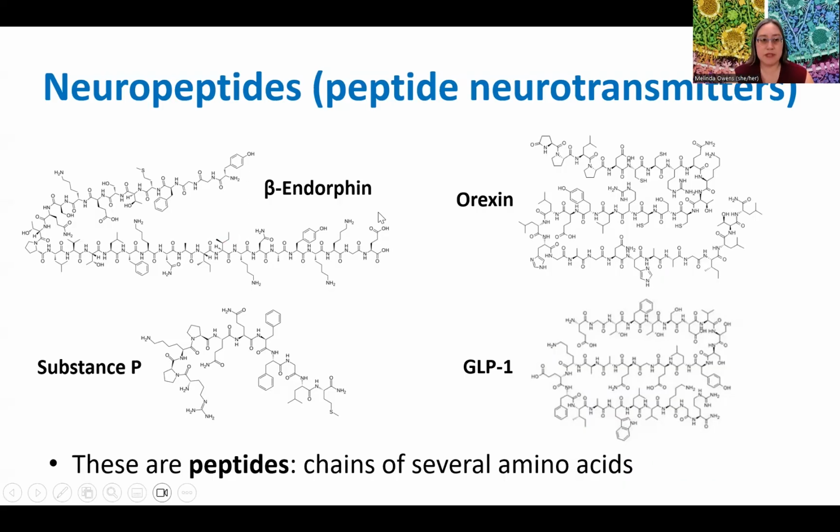So like beta endorphin is used for alleviating pain. It's an endorphin, like an opioid. Substance P, on the other hand, is used to signal that there is pain. Orexin is used in the kind of awakeness system, and GLP-1, I included that because that's what these new injectable weight loss drugs like Ozempic mimic. So it has to do with regulating appetite. So this is just a flavor of some of the neuropeptides that are out there.